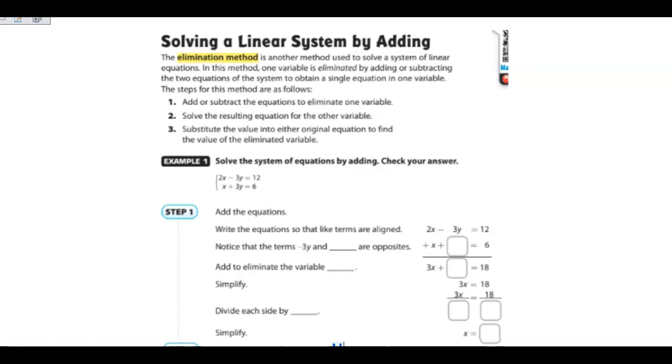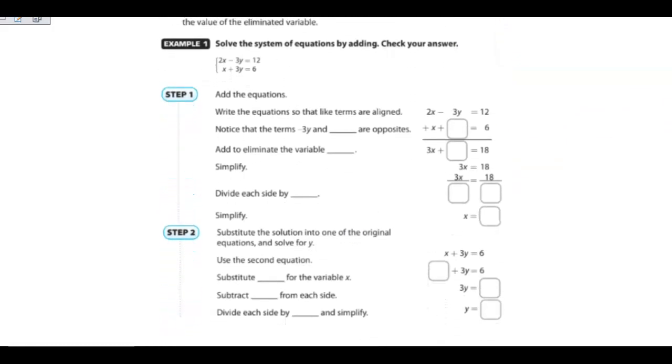An elimination method is another method used to solve a system of linear equations. One variable is eliminated by adding or subtracting the two equations of the system to get a single equation with one variable. It's easier to just walk you through the steps as I show you. So, solving the system of equations by adding, and we can always check our answer as well.